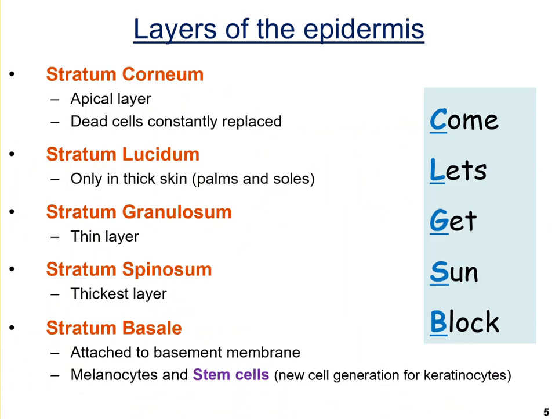All right, so let's look in a little bit further detail at the layers of the epidermis. So again, remember that your epidermis is going to be made out of stratified squamous epithelium, and it's going to have 5 layers. Most of your skin, I should clarify, most of the epidermis will actually only have 4 layers thick. This is known as thin skin. The 5th layer, which is the stratum lucidum, is only found in thick skin, like the palms of your hands and the soles of your feet. All the rest are just going to have the stratum corneum, the stratum granulosum, stratum spinosum, and stratum basale.